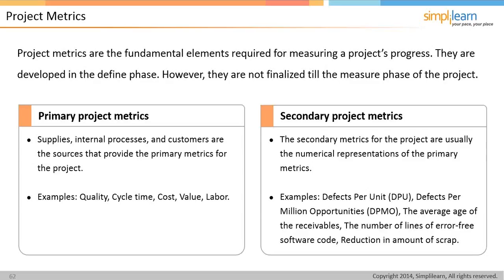And the secondary project metrics are usually the numerical representations of the primary one. So as I was talking about, defects per unit, defects per million opportunities, the average age of the receivables, number of lines of error-free software code, reduction in the amount of scrap. So that's more practically what we're really going to be looking at. I would suggest that where possible, use percentages rather than full numbers.